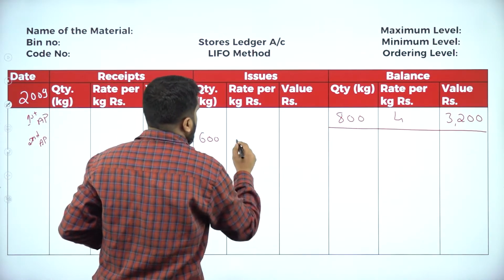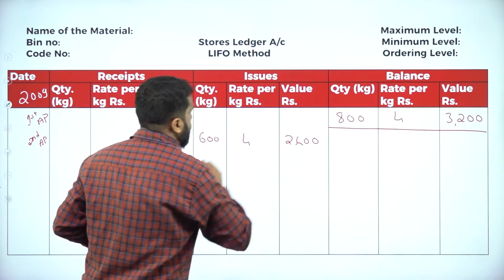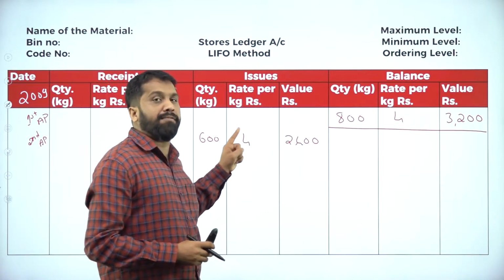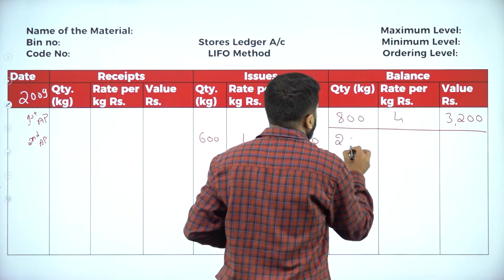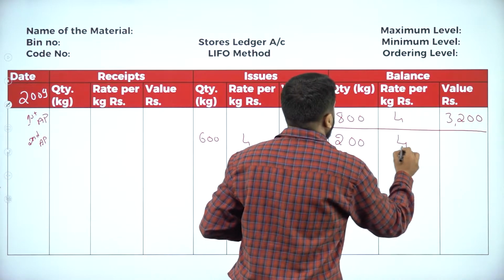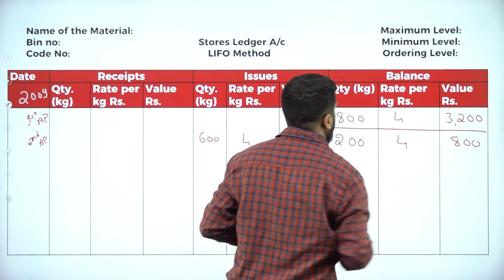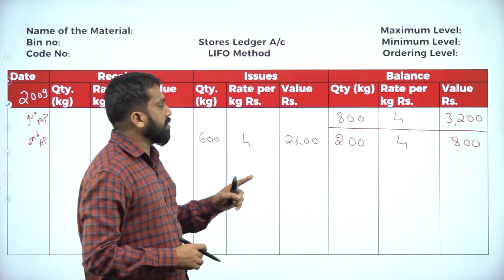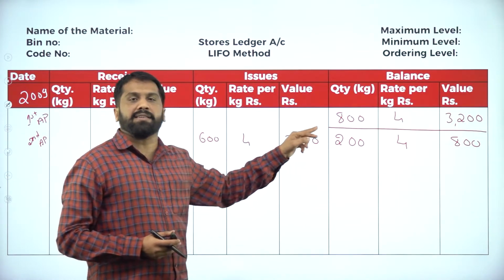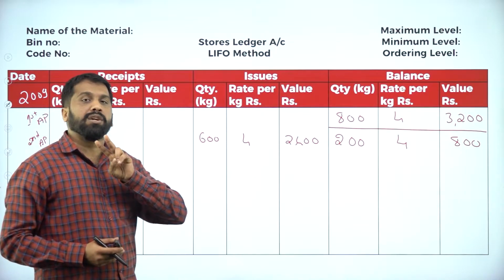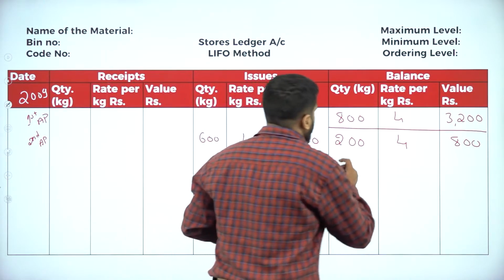What is the value we have? 4 rupees. So it will be 2400. Now out of 800 we have used 600. What is the balance? 200. What is the value? 4. How much is it? 800. Now this is the balance. How did you miss it? Out of 800 we have used 600. 800 minus 600, you will be left with 200. 200 value is 4. The final answer is 800. So this is done.